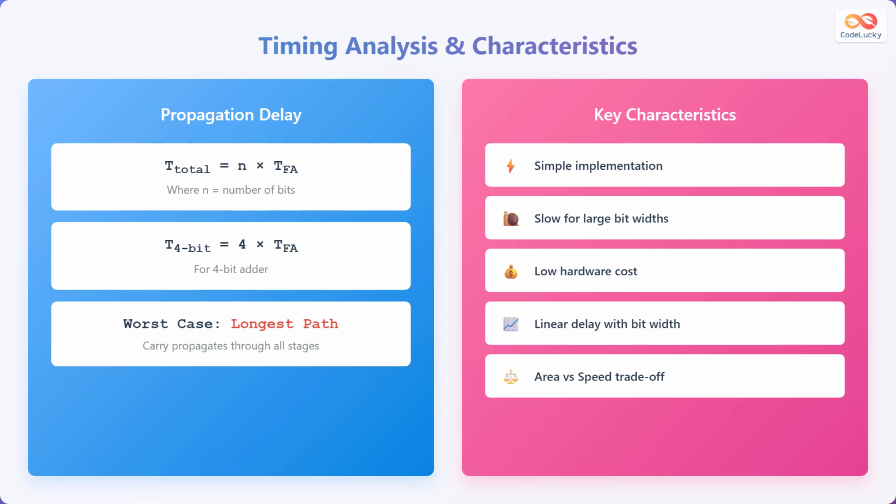Key characteristics of the ripple carry adder. It has a simple implementation. It is slow for large bit widths. It has a low hardware cost. It has a linear delay with bit width. There is an area versus speed trade-off.